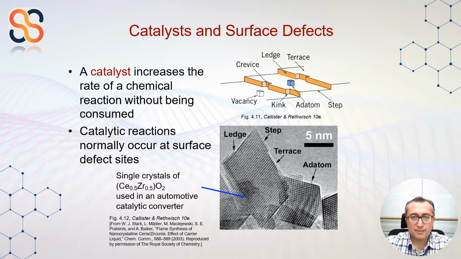In the image from a transmission electron microscope, we see single crystals of Ce0.5Zr0.5O2 ceramics, commonly used in automotive catalytic converters. The features displayed here include ledges, steps, terraces, and additives. Each of these structures contributes to increasing the active surface area of the catalyst, which enhances its efficiency.